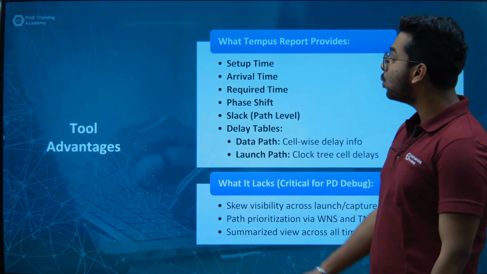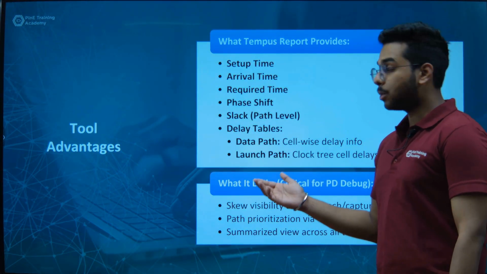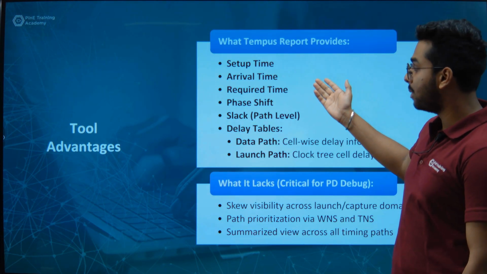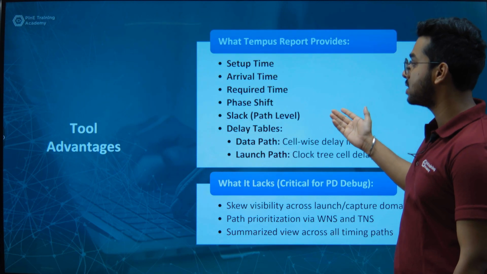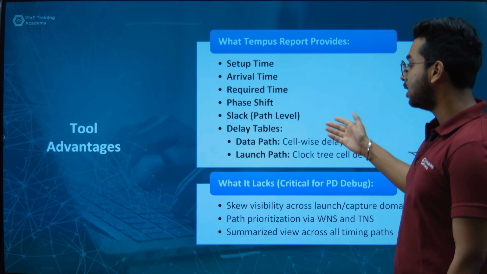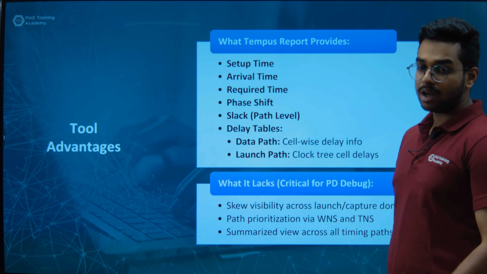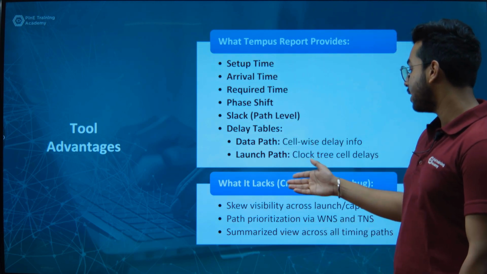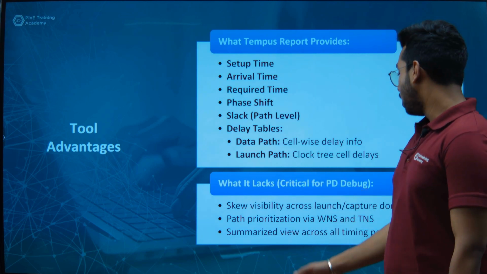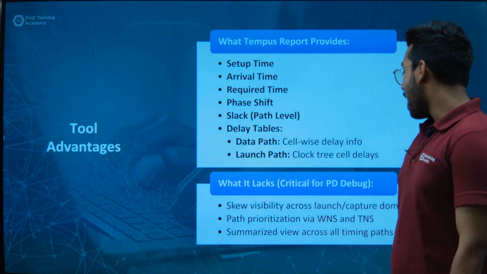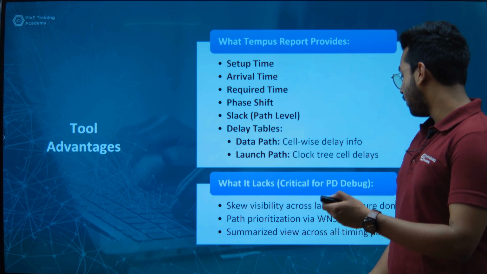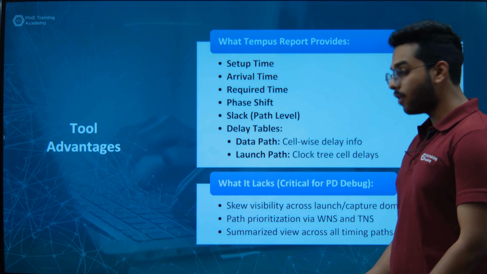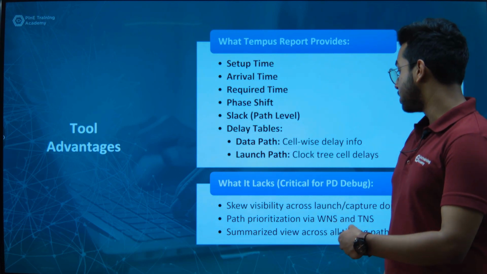And secondly, the tool advantages, what we are providing to the user. In Tempus reports there are many timing metrics like setup, arrival, required time, phase shift, slack and delay. There are pros, but there are also cons in the design. What it lacks is skew visibility across launch and capture domains, and path prioritization via WNS and TNS, but we are working on these going forward in the design in future.